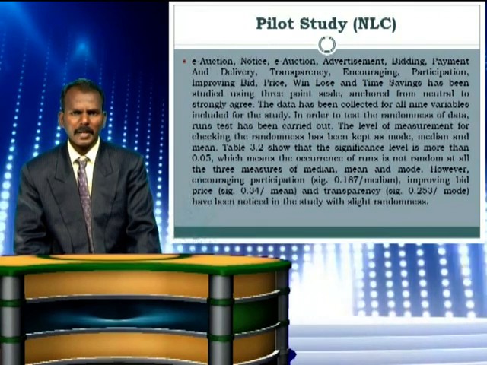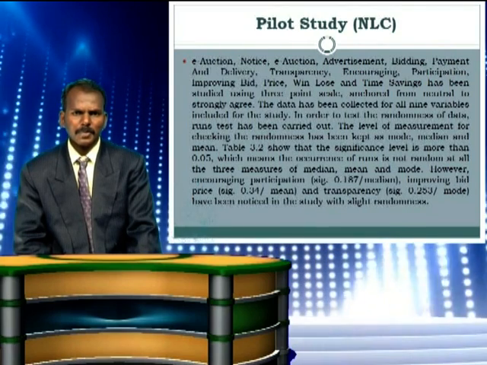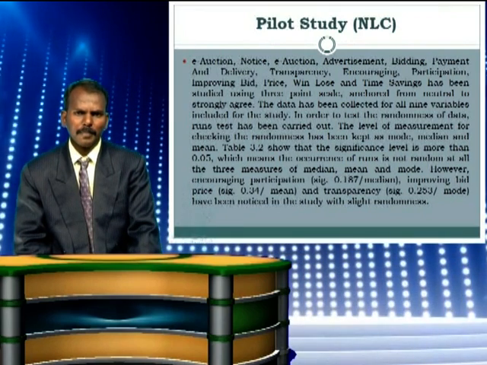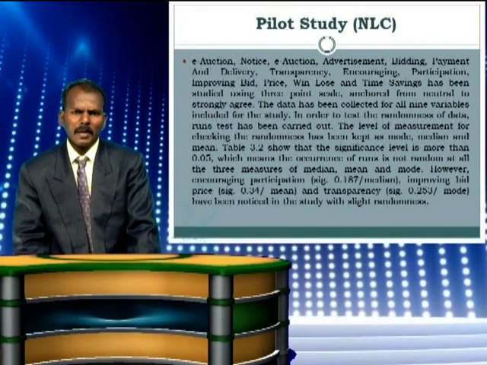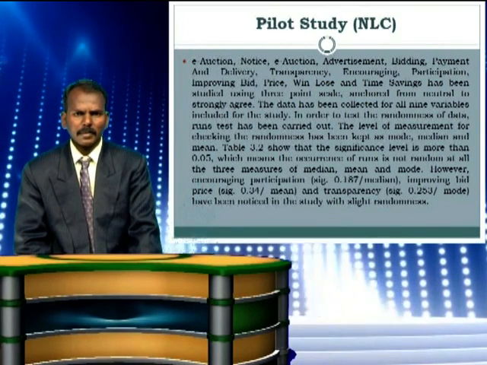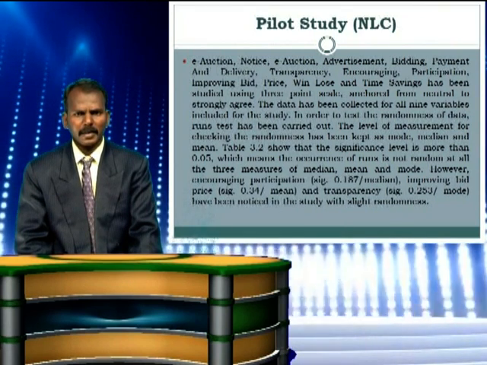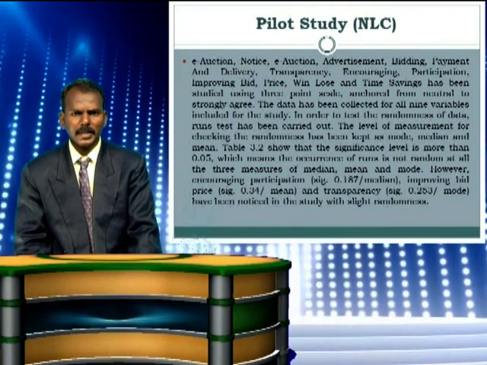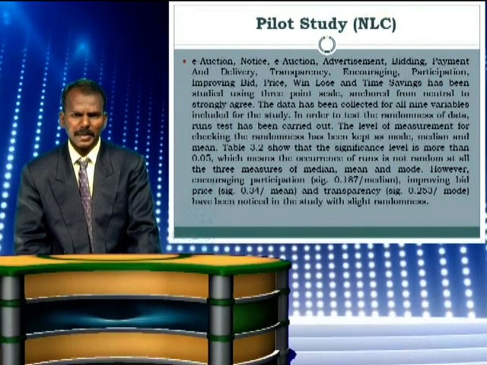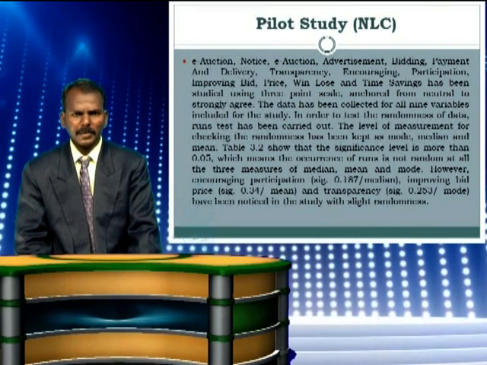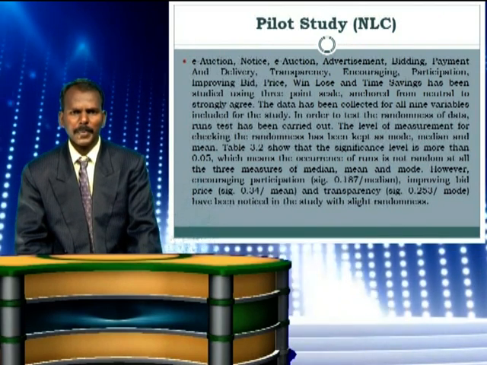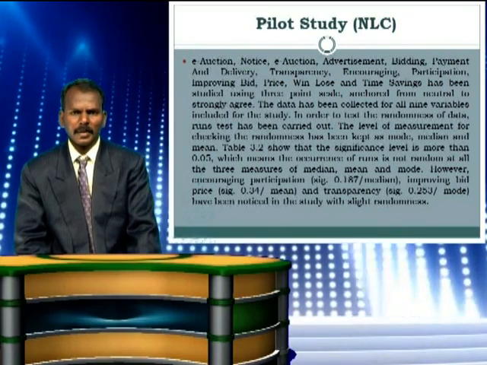In order to test the randomness of the data, a run test has been carried out. The level of measurement for checking randomness was kept as mode, median and mean. The table shows the significance level is more than 0.05, which means the occurrence of runs is not random at all three measurements of median, mean and mode. However, encouraging participation with significance 0.187 for median, improving bid price with significance 0.34 for mean, and transparency with significance 0.253 for mode were noticed in the study with slight randomness.